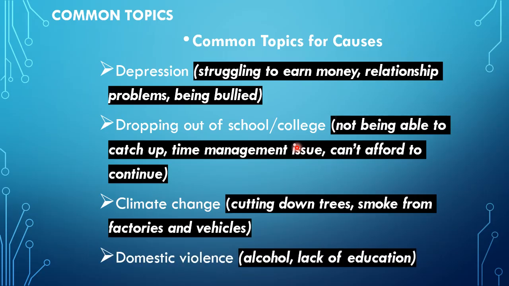Another topic is domestic violence. So why do people commit violence in their household? Why does domestic violence happen? Domestic violence happens because maybe of alcohol, maybe people lack education. That's why they are tempted to commit violence in their home. Again, these are the common topics for causes.